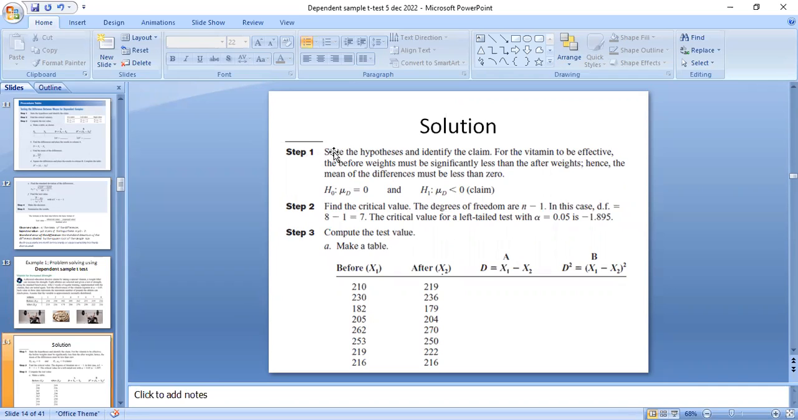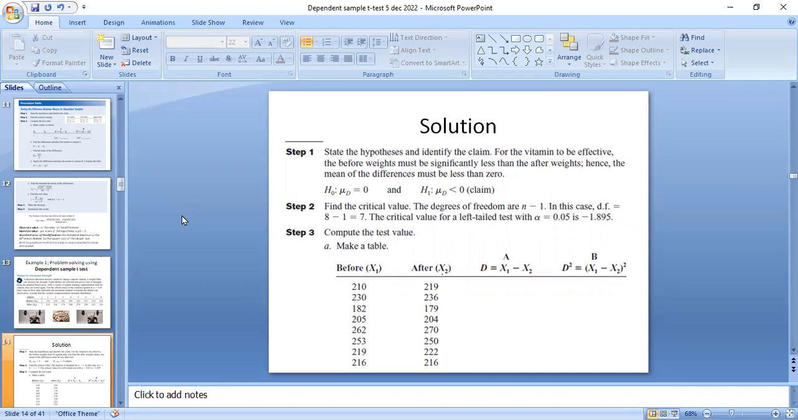In the first step, we have to state the hypothesis and identify the claim. For the vitamin to be effective, the before weights must be significantly less than the after weights, and the mean of the differences must be less than zero. So our null hypothesis is that the mean difference mu d is equal to zero, and our alternative hypothesis is mu d is less than zero. That is our claim.